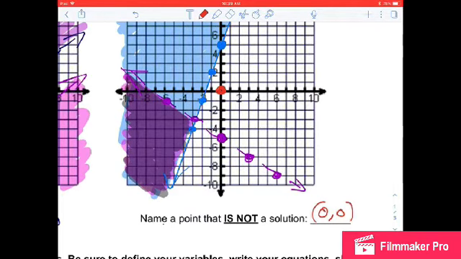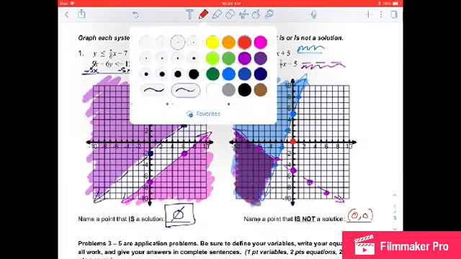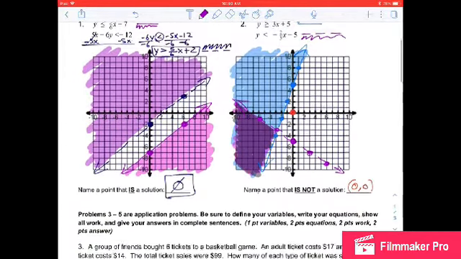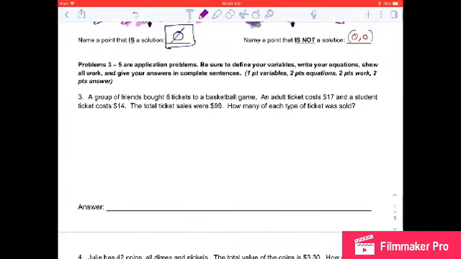Okay, if it wanted a solution, I could pick anything in there that would work. Okay, so there's our first two. Let's go on to look at a couple of application problems. So it says problems 3 through 5 are application problems. Be sure to define your variables, which for me just means labeling. Make sure you label. And then write your equations, show all work, and give your answers in complete sentences.